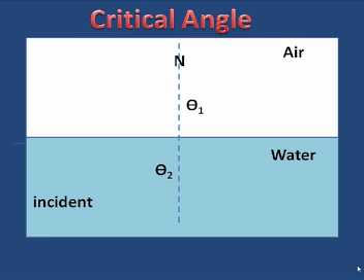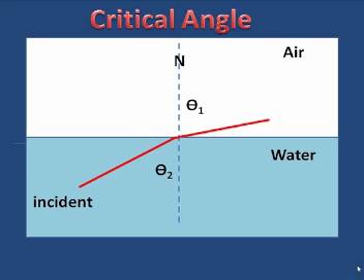Now one more thing, something called the critical angle. Suppose the incident ray went from water to air. The ray will bend away from the normal. So if I had a larger angle of incidence, theta 2 was larger, it will now bend farther from the normal when it reaches the air. And if I had an even larger angle of incidence, it will bend even more.